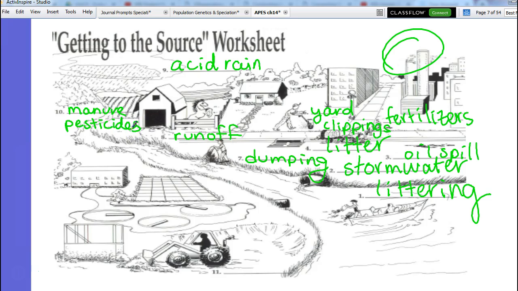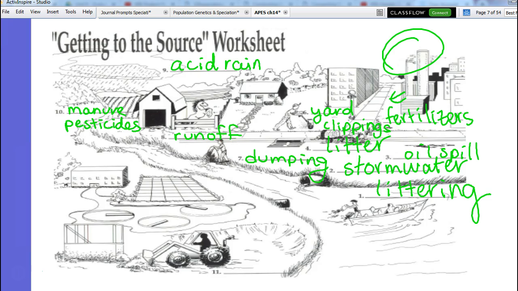I know I wrote at the top of your note packet, highlight all the non-point sources. I was going to have you do that, but we're not going to do that. A point source, what could be a point source? Well, if this factory was discharging something into the water directly, yeah. So typically for point sources, you just have to remember factories and like water treatment plants. That's pretty much the only thing. And everything else is non-point, okay?